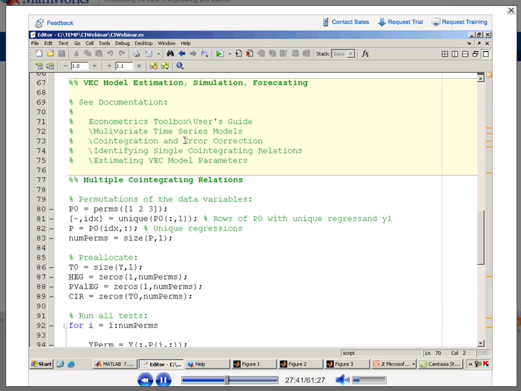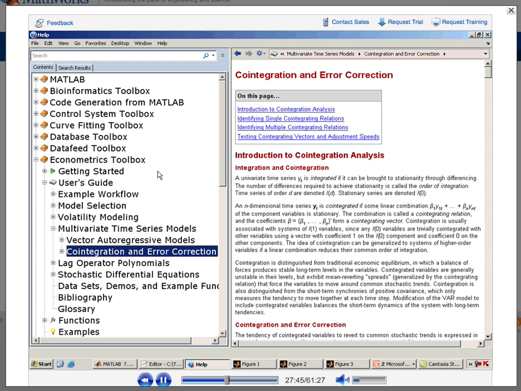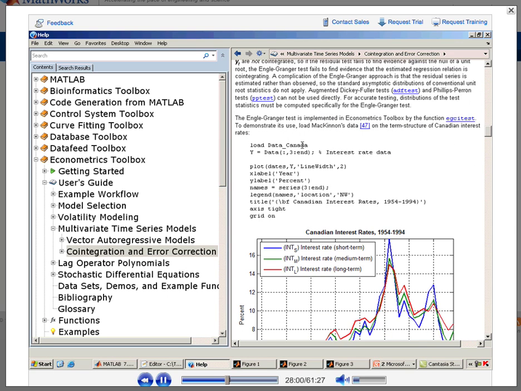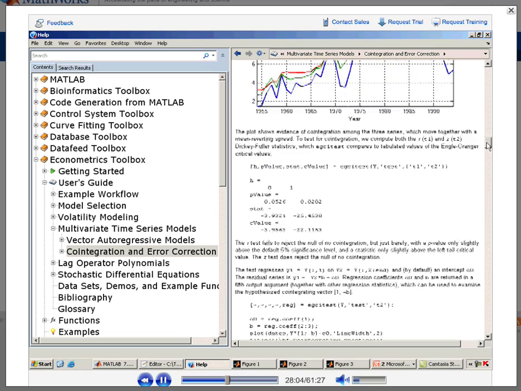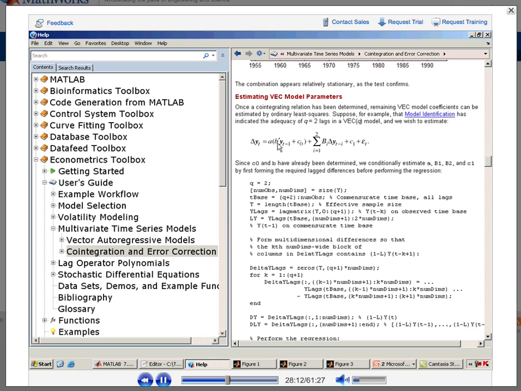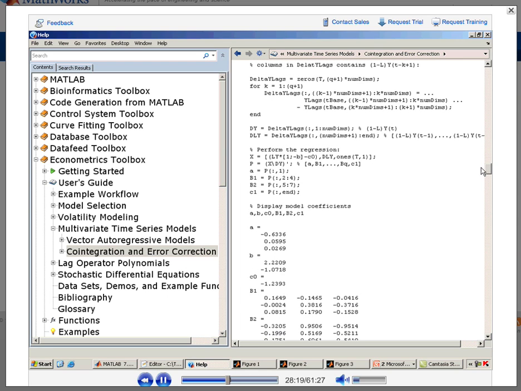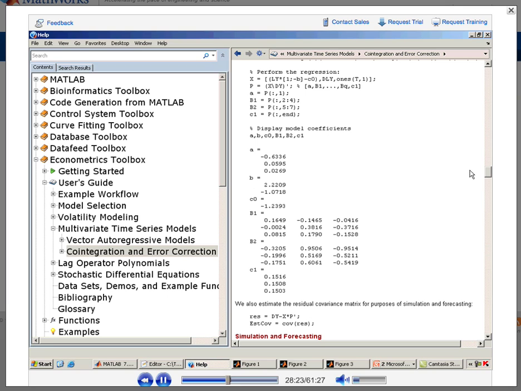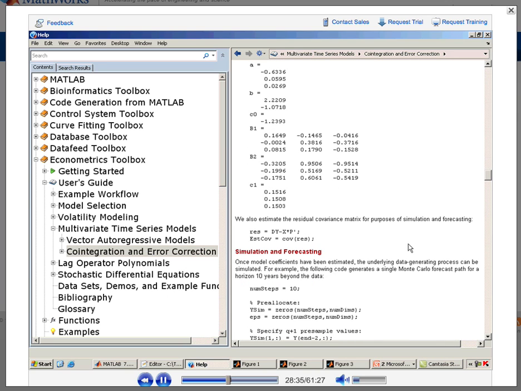If you look at this section of the documentation, I'll just show you what it looks like. Here in Econometrics Toolbox, under the User's Guide, there's a section on multivariate time series models and a new section on co-integration and error correction. And if we go down to the section on single co-integrating relations, like we've just looked at, there's this example that I've been talking about, where we identify the co-integrating relation, and then we plug the B into the error correction model, and we pretty much use least squares to solve for the other coefficients. That's this code here. It's really just a call to the MATLAB backslash operator to find the least squares coefficients, and here are the coefficients of your vector error correction model. So that's just basic least squares in MATLAB to get the rest of your coefficients in the error correction model.